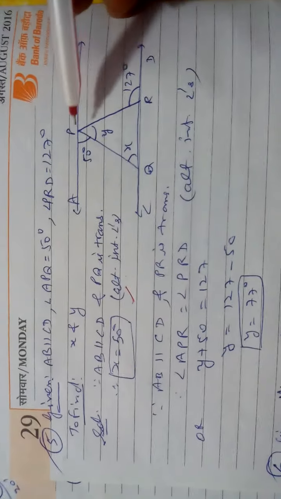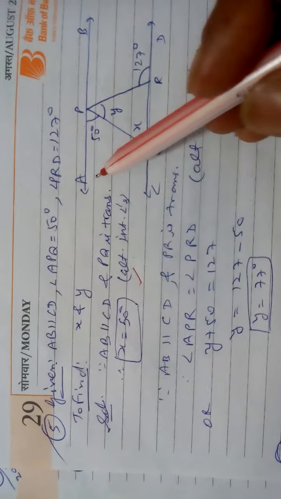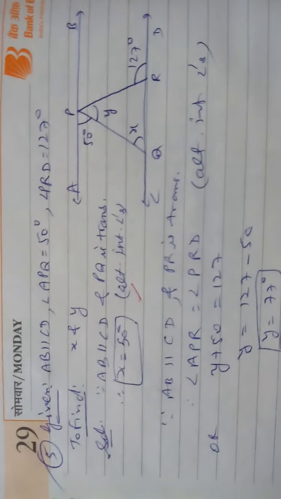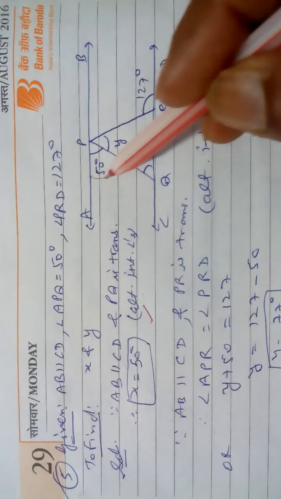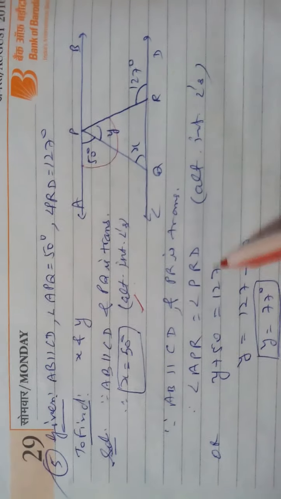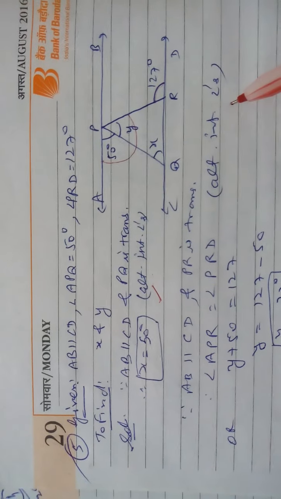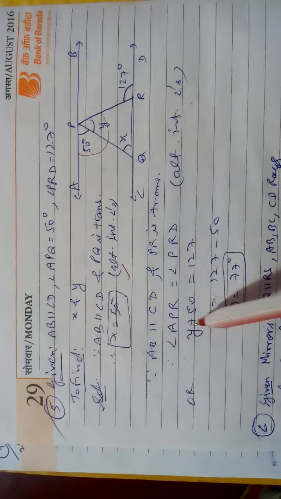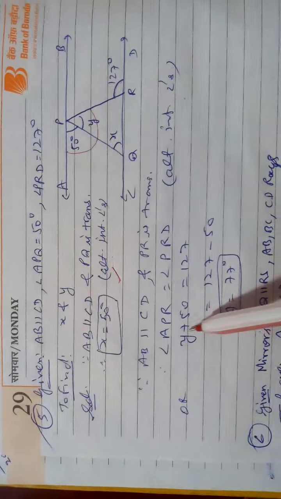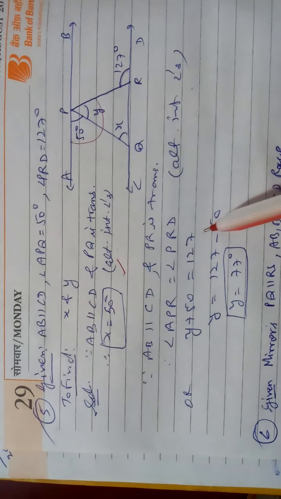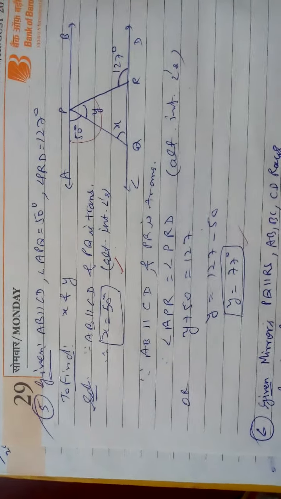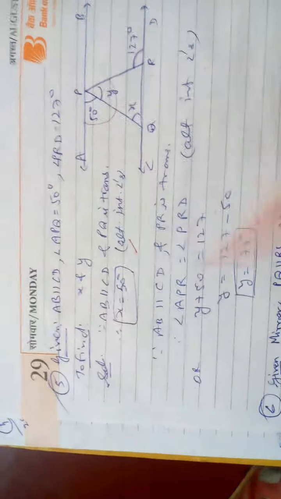AB parallel to CD, PR is the transversal. Then angle APR, this full angle, is equal to PRD, again by alternate interior angles. But APR is not alone, it is 50 plus Y equal to 127, then Y will be 77. So two answers you are getting. Last question is given.